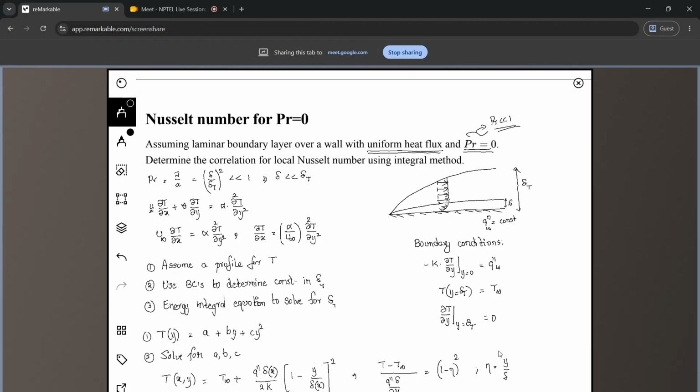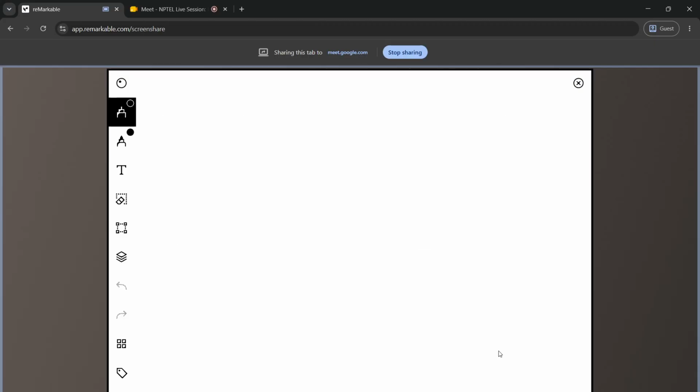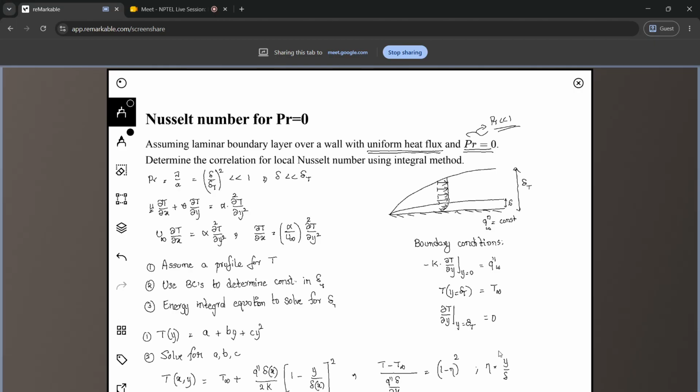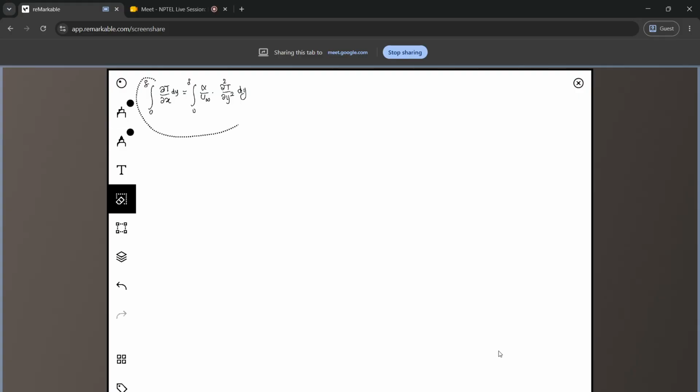And now all I have to do is solve the integral formulation. So I'll have to start from this equation. So my equation is del T del x is alpha by u infinite del square T del y square. So the first step is I have to do the integration, and you can actually take the energy momentum integral that I have already defined.